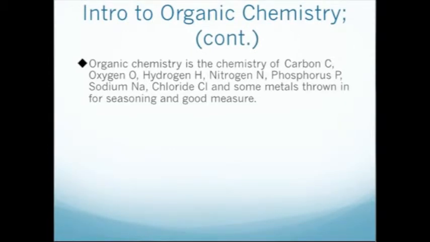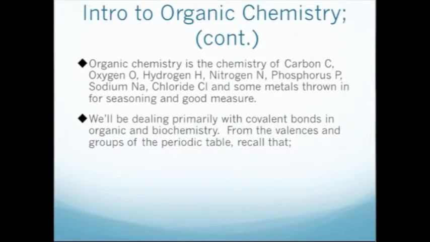Organic chemistry is the chemistry of carbon (C), oxygen (O), hydrogen, phosphorus (P), sodium (Na), chloride (Cl), and some metals thrown in for seasoning in good measure. We'll be dealing primarily with covalent bonds in organic chemistry. From the valences and groups of the periodic table, recall that carbon has 4 available binding sites.